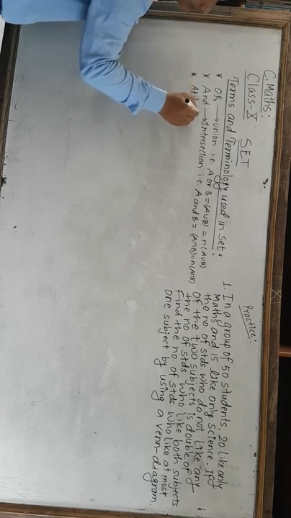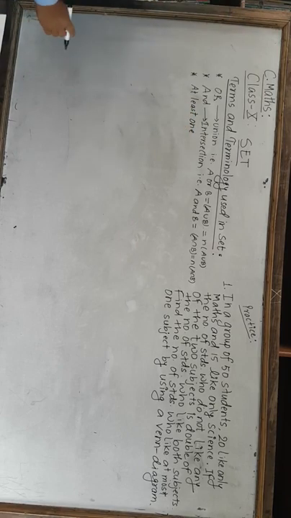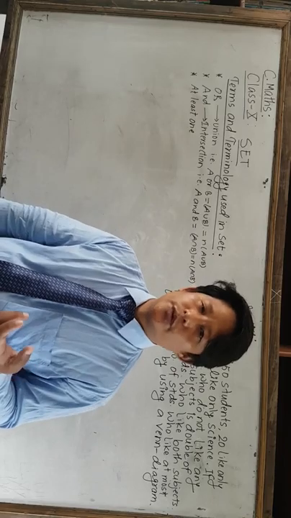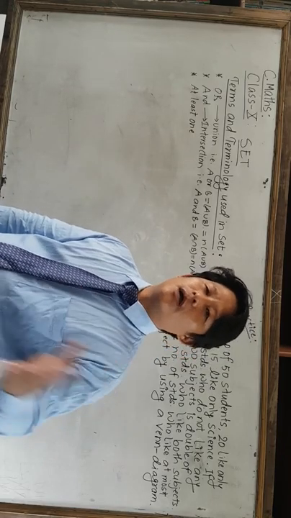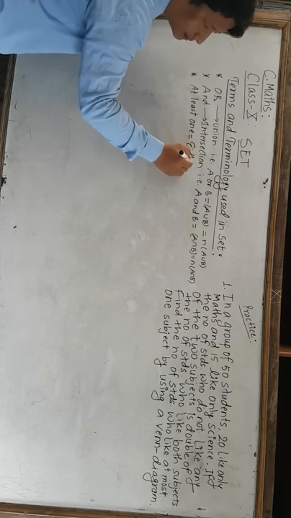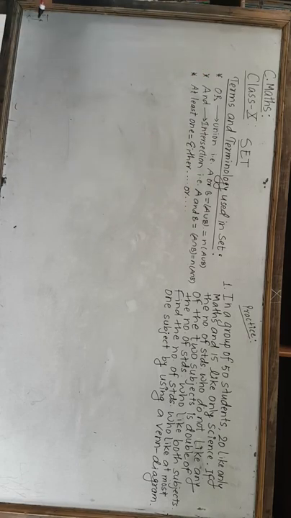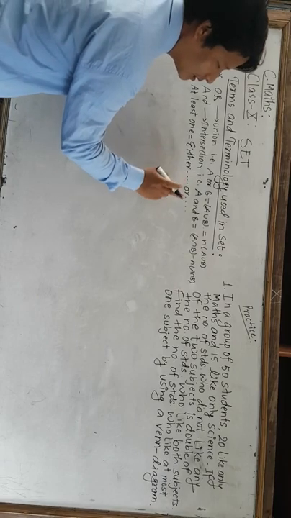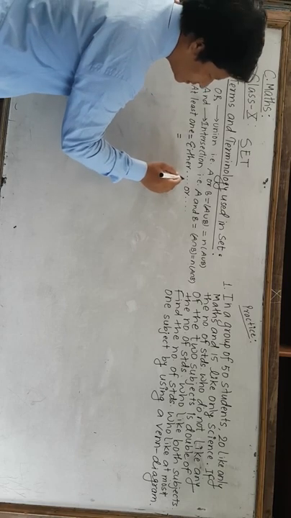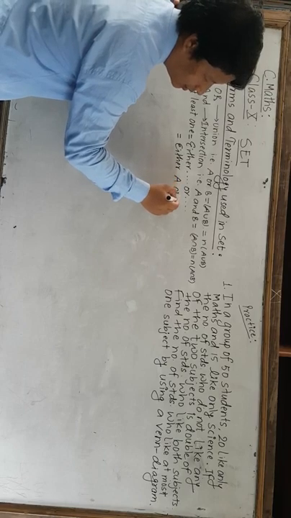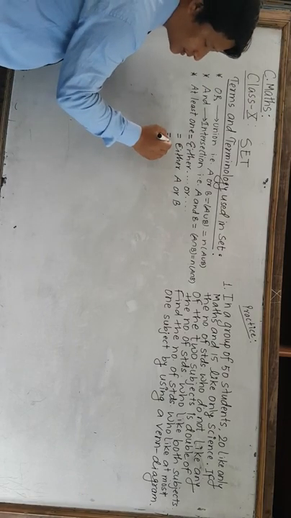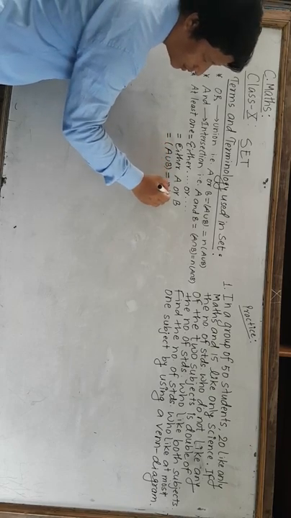Similarly, at least one. At least one means minimum one and maximum two, minimum one and more than one. At least one also indicates either dot dot dot or dot dot dot. So symbolically, suppose at least one, or either A or B. You can write here either A or B, so it can be written symbolically as A union B.